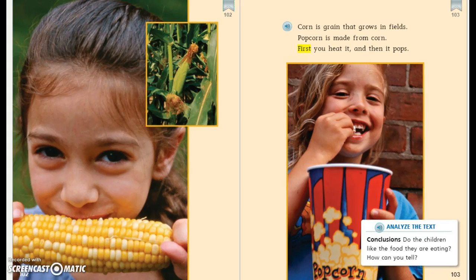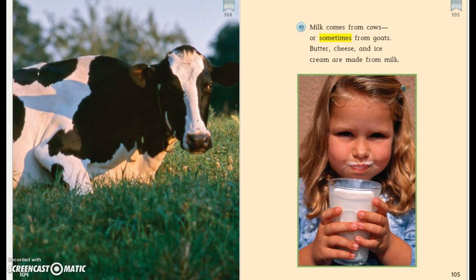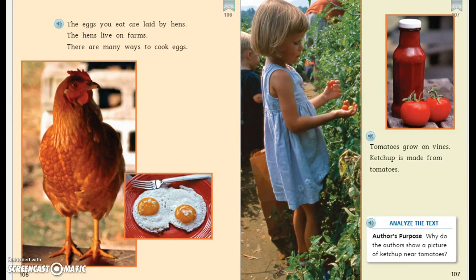Review the details about corn in the text and the photographs on pages 102 and 103. What has to happen to corn before you can eat popcorn? What are the most important ideas that we learn about milk from this text? The authors have written about foods that grow on plants. What other places that food comes from do the authors want you to know about?